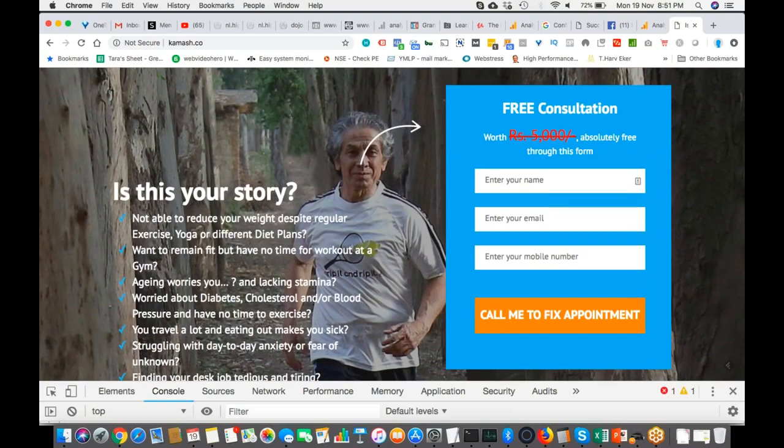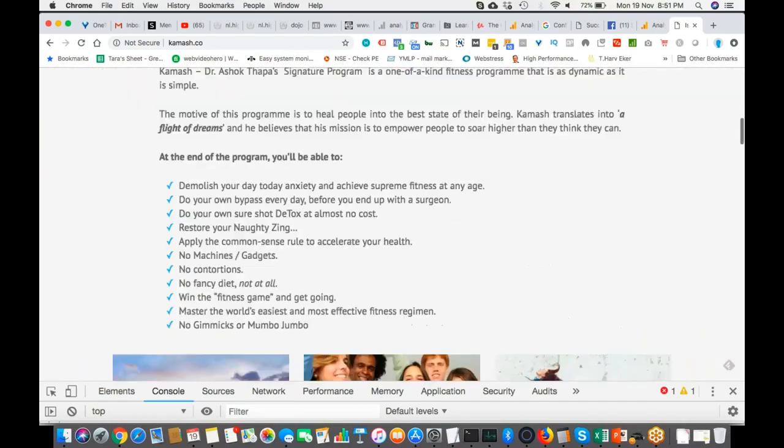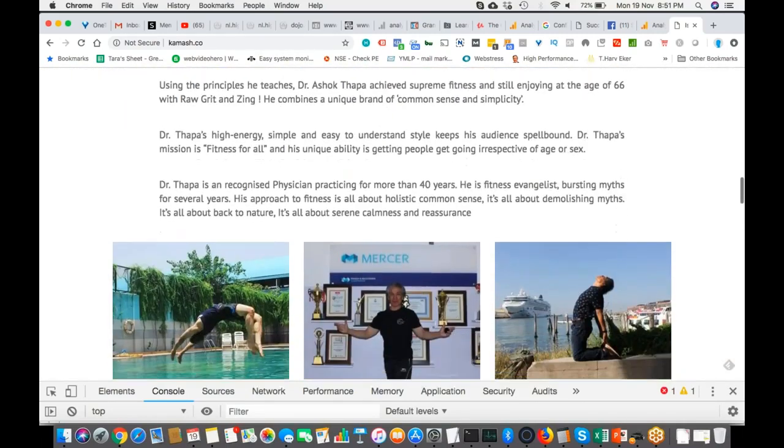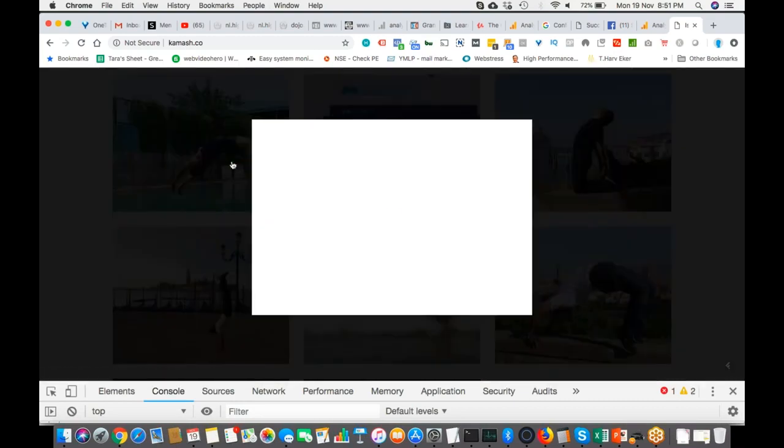So we were designing his fitness program, and then we thought of having a website, of course. So we designed this landing page also. We had this content, and then we added some photographs. He's 66, so touch wood. He's a dear friend of mine. These are the recent photographs you can see.